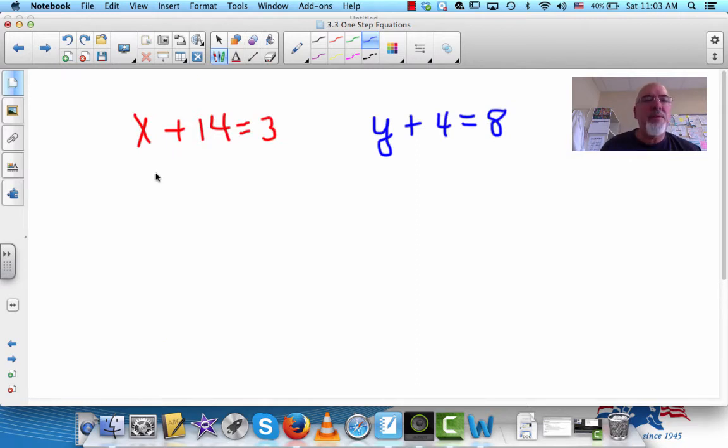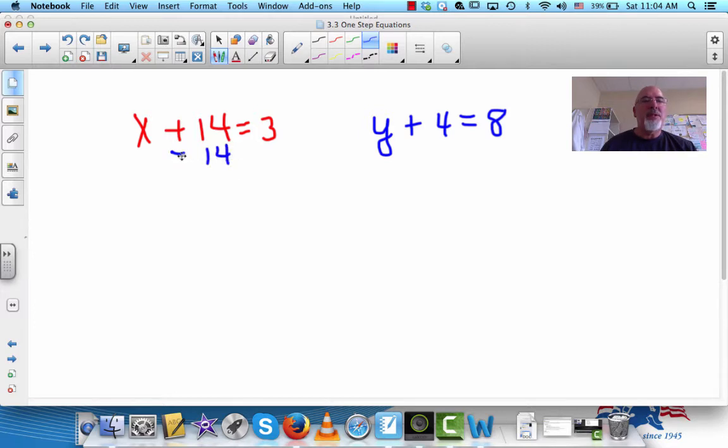Okay, pause the video and work these two, and then I'll get back with you as soon as you start it back up. Okay, x plus 14 equals 3. This is addition. So the opposite of addition will be subtraction. So we're going to do minus 14.